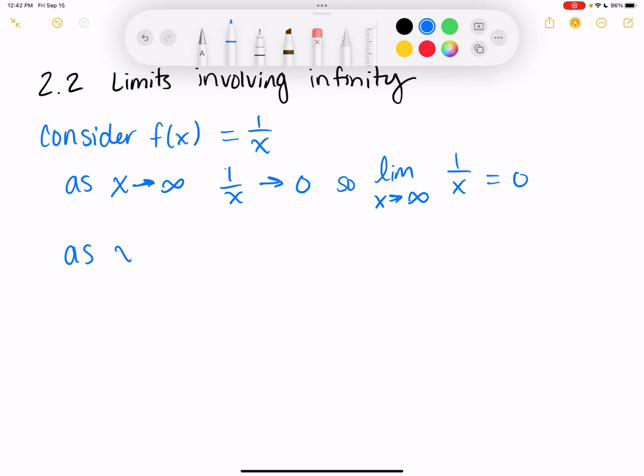And as x approaches negative infinity, 1 over x approaches 0. So the limit as x approaches negative infinity of 1 over x is equal to 0.